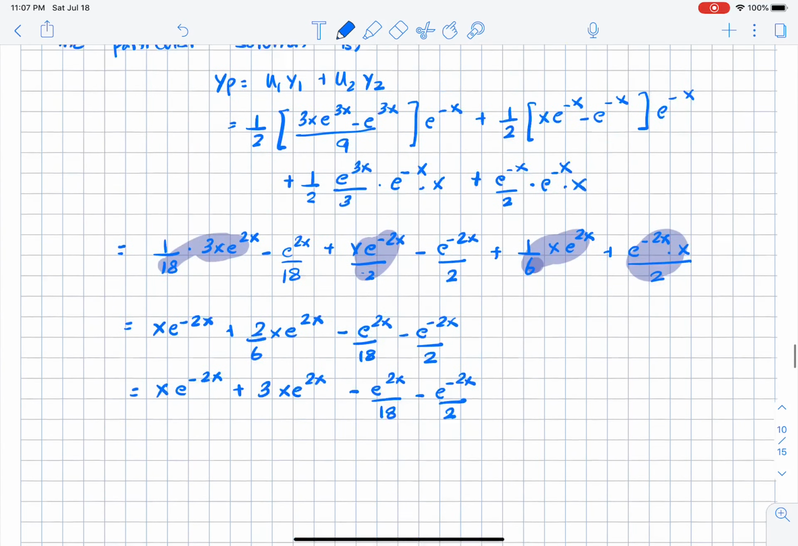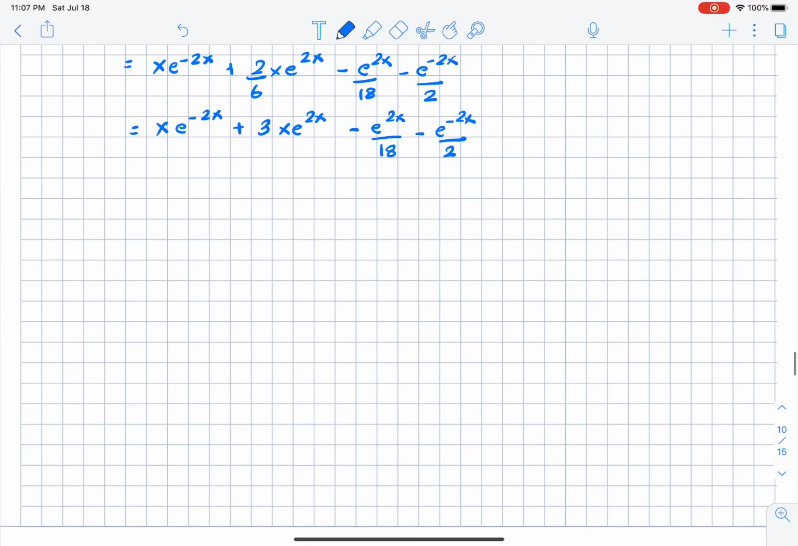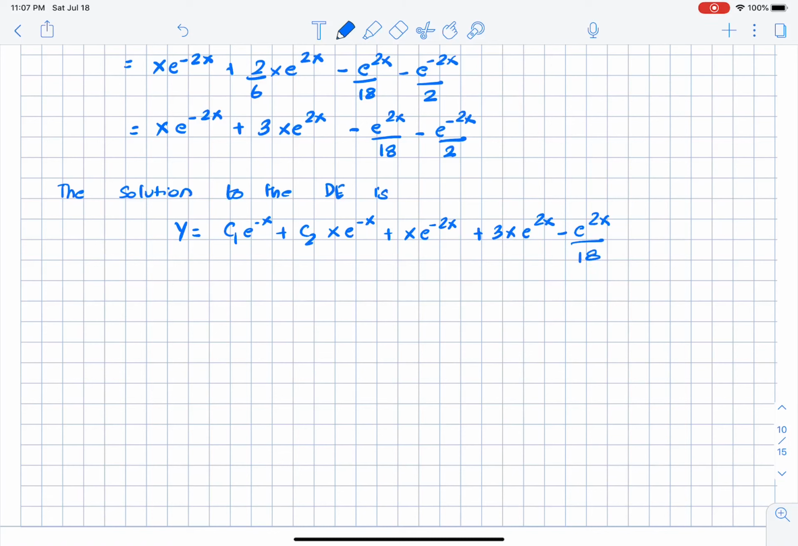So the solution to the DE is y equals c1 e^(-x), c2 x e^(-x), plus x e^(-2x), plus 3x e^(2x), minus e^(2x)/18, minus e^(-2x)/2.